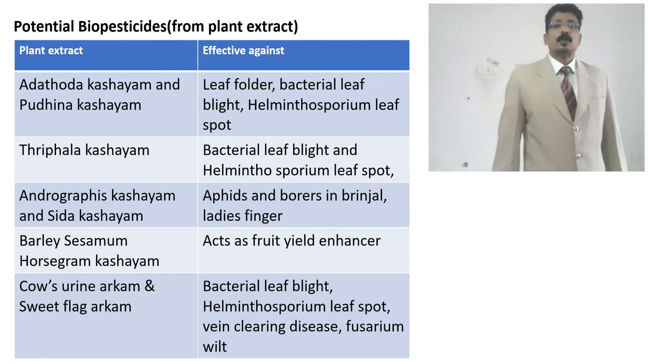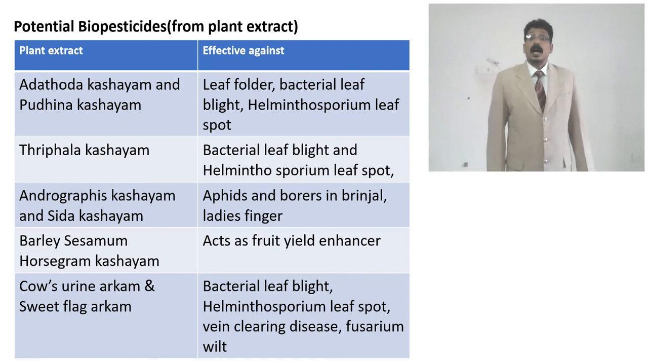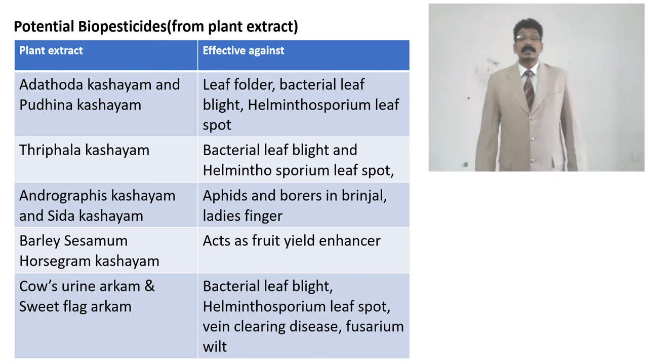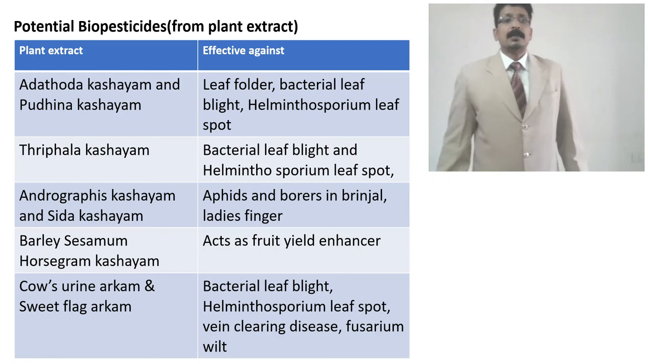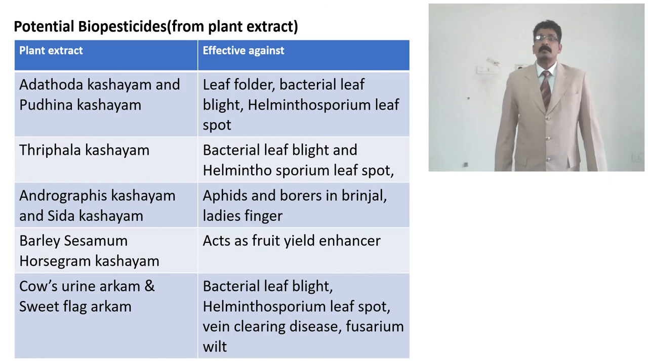And Andrographis Kasayam, Andrographis paniculata, Nilavembu, and the Siddha Kasayam are used for aphids and borers of brinjal. Borers put holes in the brinjal. Lady's finger also they will affect more. So these insects, called borers, put holes. Borers can be controlled by Andrographis Kasayam and Siddha Kasayam. Barley, Sesamum and Horse Gram Kasayam act as a fruit yield enhancer.